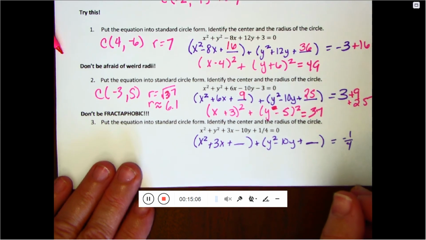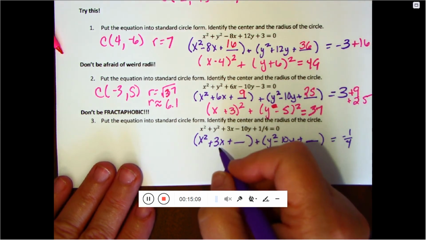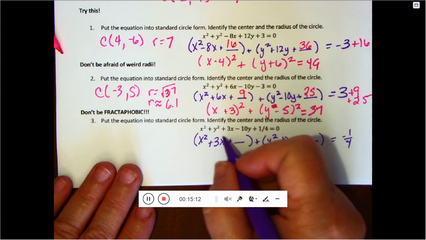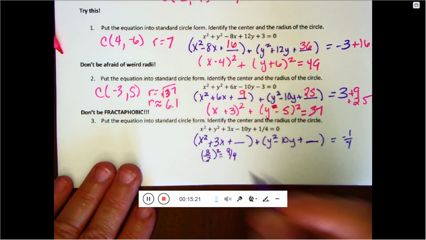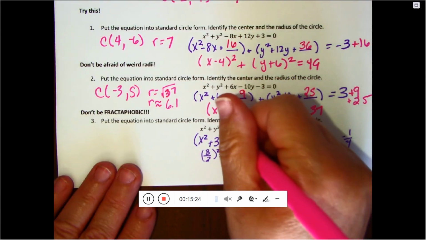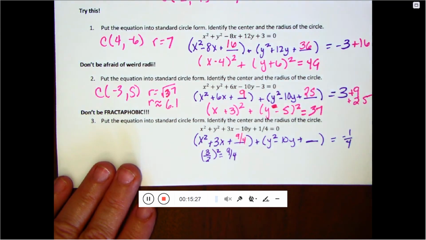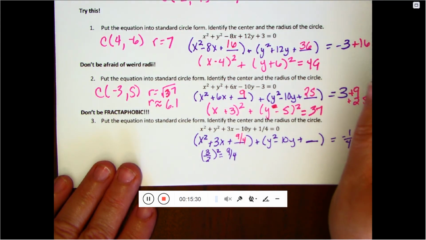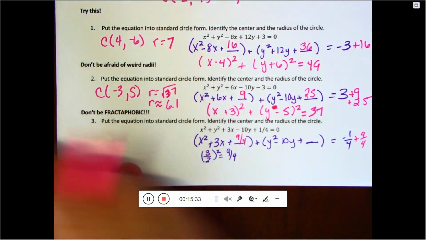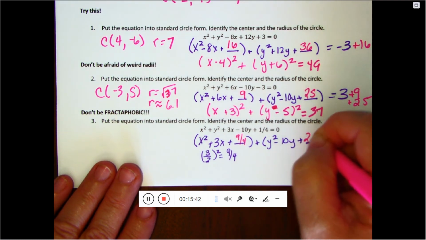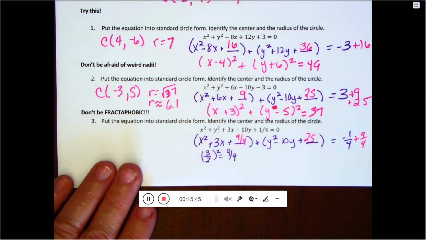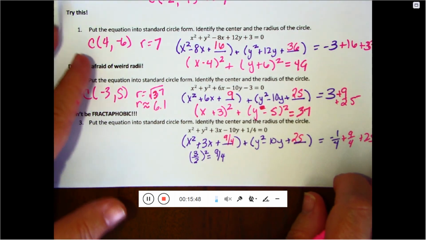Okay, so as not to be fractophobic here, we learned how to do these with the odd numbers. What is half of 3? Well, it's 3/2. And then you square 3/2 and it's 9/4. So I have to add 9/4 here. But remember, whatever you do to one side, you have to do to the other side. So I need to add 9/4 there. Okay, complete the square here. What's half of -10? Half of -10 is -5. -5 squared is 25. So I also have to add 25 there. Whoops, I'm off the screen. I also have to add 25 there.